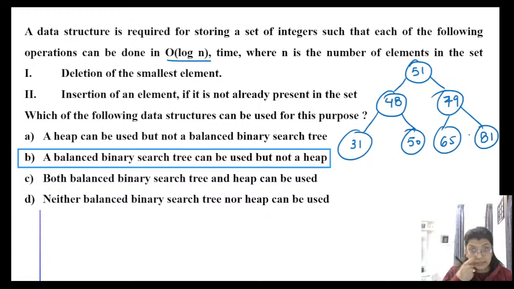Now what they're saying is deletion of the smallest element. Now I am at 51. Right now I'm at the root. So if I'm talking about a binary search tree, I know where I'll find the smallest element: I have to go to the left subtree in order to find it. Then I'll reach 48. Then again I know that I have to go to the left subtree to reach the smallest element. So by using a binary search tree, I am cutting down my searches to half.